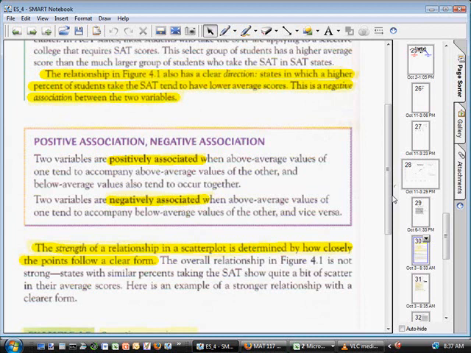Some people have asked me how you remember if you read it from left to right or right to left. I said just remember, in America, you read text from left to right. If you keep that in your head, oh yeah, left to right downhill, negative. And finally, the strength of the relationship in a scatter plot is determined by how close the points are to forming a line.